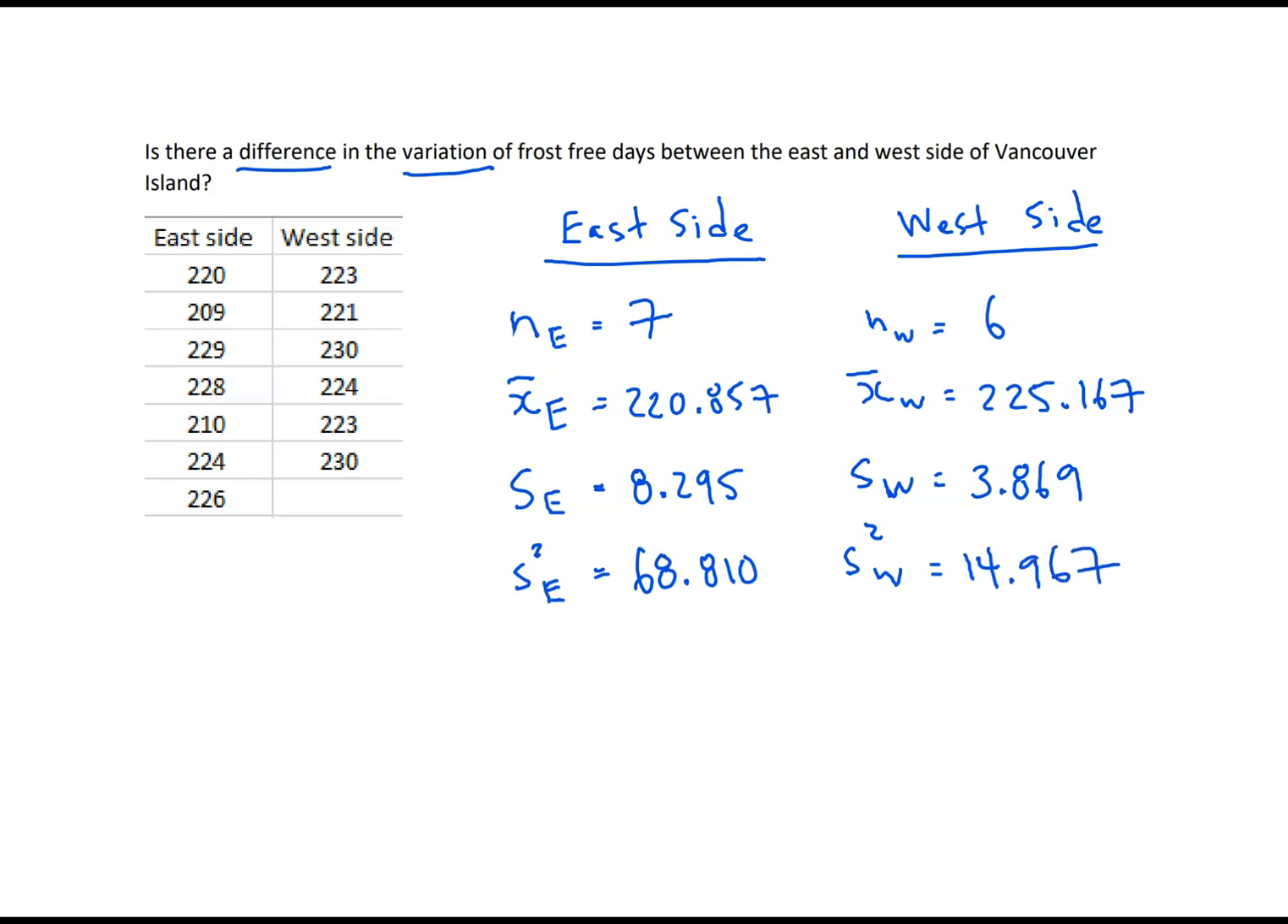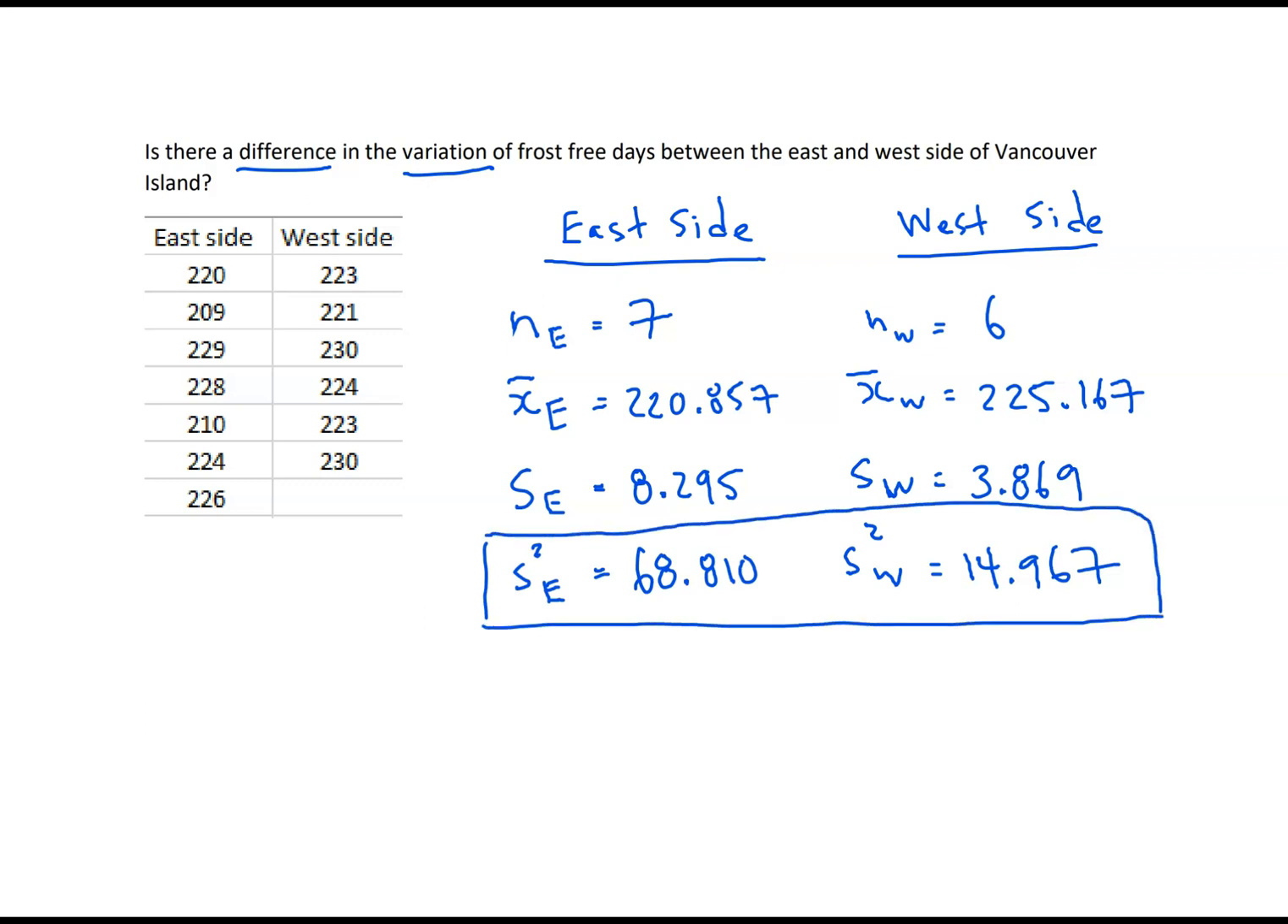Okay, so we would like to see if there's a significant difference in the variation of frost-free days between the east and west side of Vancouver Island. So we're really comparing these two numbers. Do those two numbers look significantly different, 68.810 and 14.967? They do look significantly different in terms of just numerical values, but our gut doesn't always tell us if that's true or not. So we actually want to run through this procedure, run an F-test to see if these are actually significantly different or not.